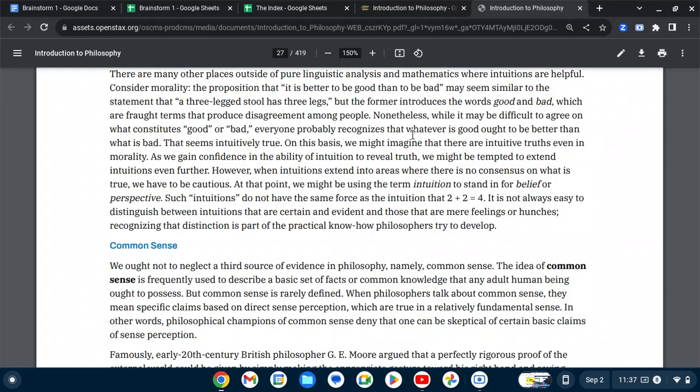As we gain confidence in the ability of intuition to reveal truth, we might be tempted to extend intuitions even further. However, when intuitions extend into areas where there is no consensus on what is true, we have to be cautious. At that point, we might be using the term intuition to stand in for belief or perspective. Such intuitions do not have the same force as the intuition that 2 plus 2 equals 4. It is not always easy to distinguish between intuitions that are certain and evident and those that are merely feelings or hunches. Recognizing that distinction is part of the practical know-how philosophers try to develop.